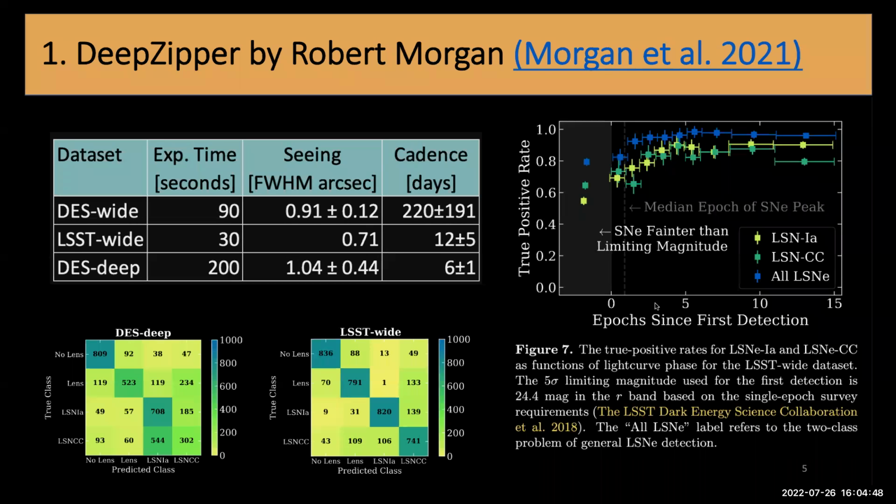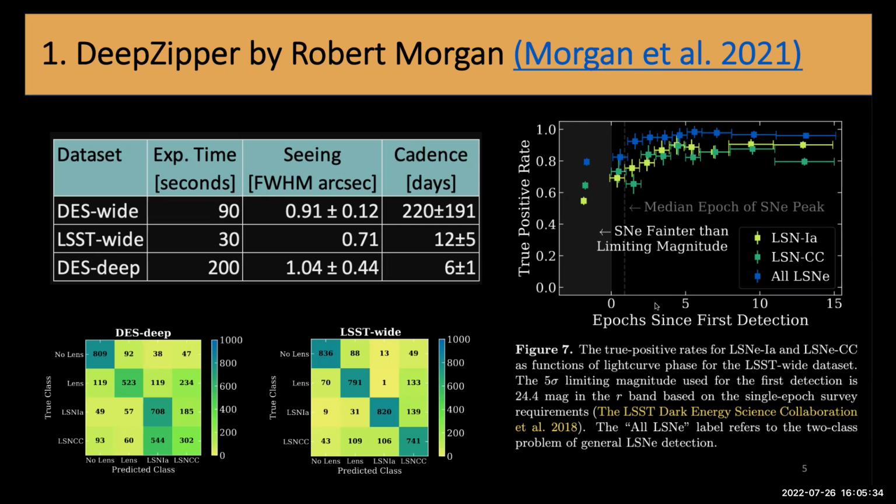Another way to test the performance of a model is to look at the confusion matrix. Here are the four categories that he used. If all the diagonal is full, then the model is perfect. If we compare DES deep with LSST wide, you can see that there is a lot of confusion between the classes of core collapse and type Ia, and LSST is much better by a lot. That's because the seeing for LSST is much better than for the deep survey.